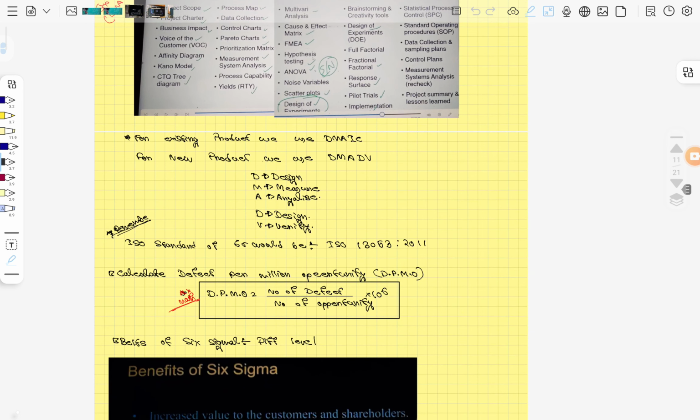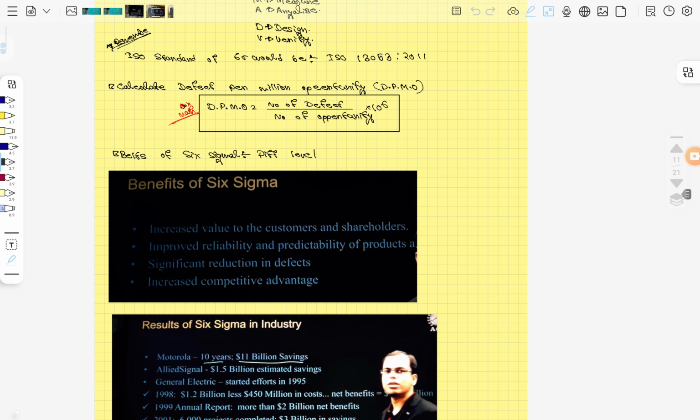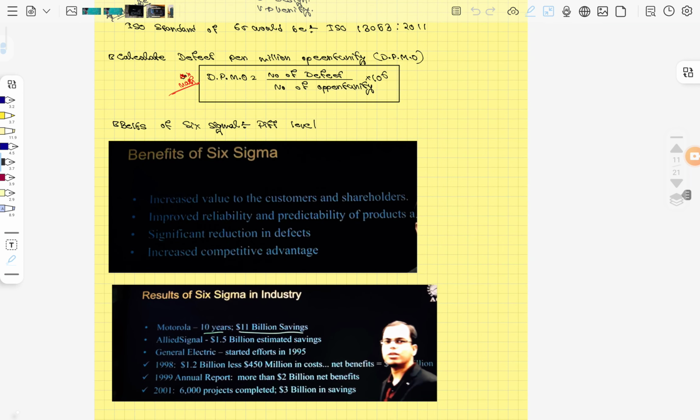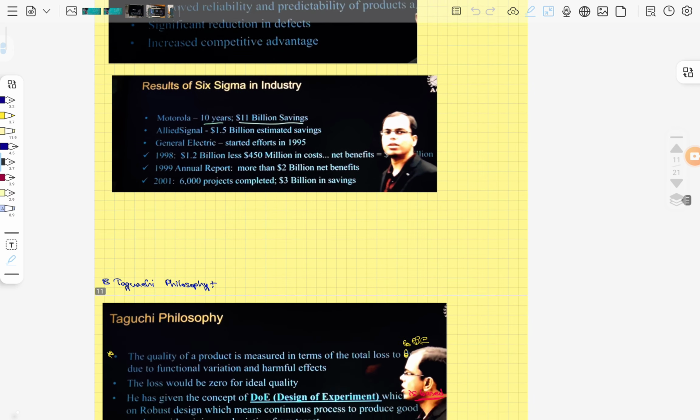13053:2011. Now calculate the defects per million opportunities, DPMO: number of defects divided by number of opportunities, multiplied by 10 to the power 6. Belts of Six Sigma build levels. Benefits of Six Sigma: increase the value for customer and shareholder, improve the reliability and predictability of the product, significant reduction in defects, increase the competitive advantage. Motorola, how much? Let's see.